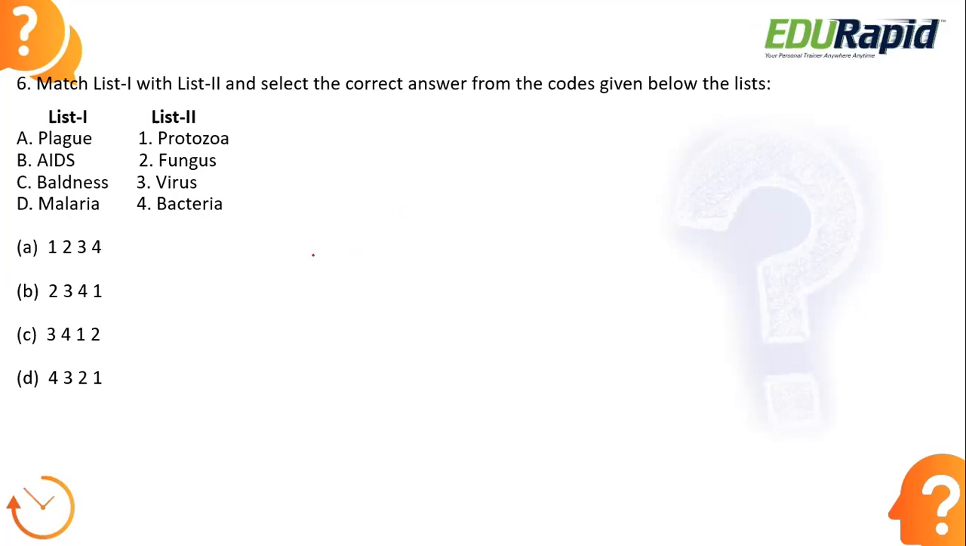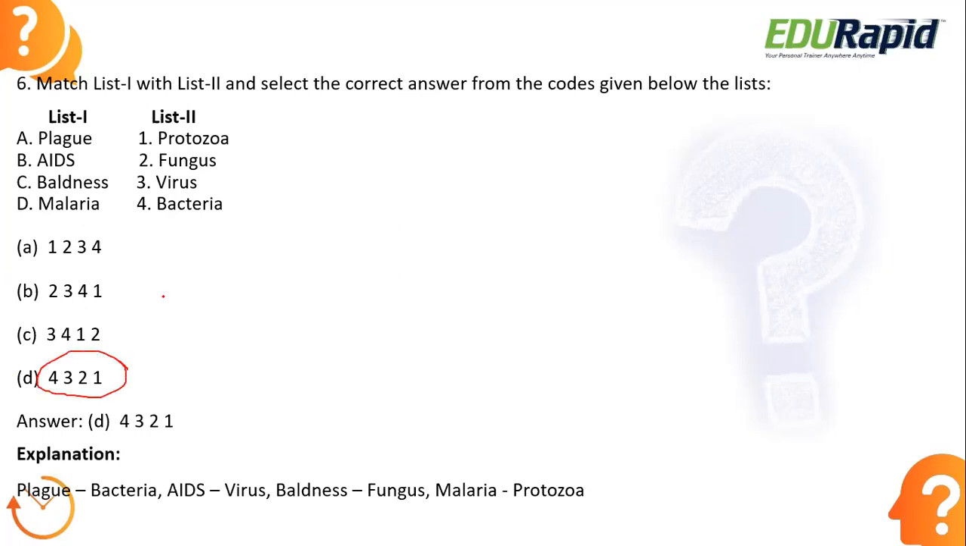Okay, now we'll know about the right answer here. The right answer is option D, 4, 3, 2, 1. Now let us try to match here. Plague is caused by bacteria; one species of bacteria causes plague in an individual. AIDS is caused by a virus, the HIV virus. The human immunodeficiency virus is the one that causes AIDS, which is a syndrome in an individual.